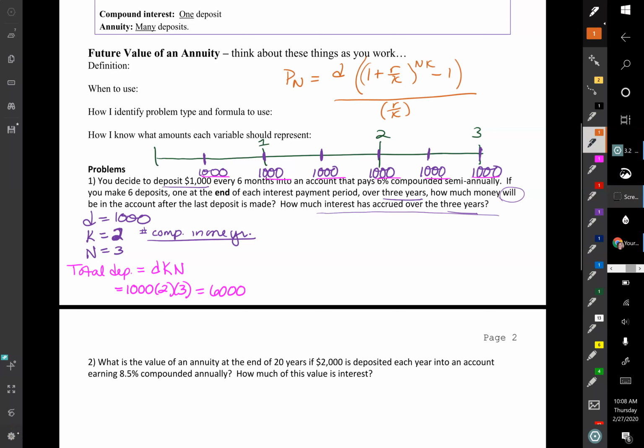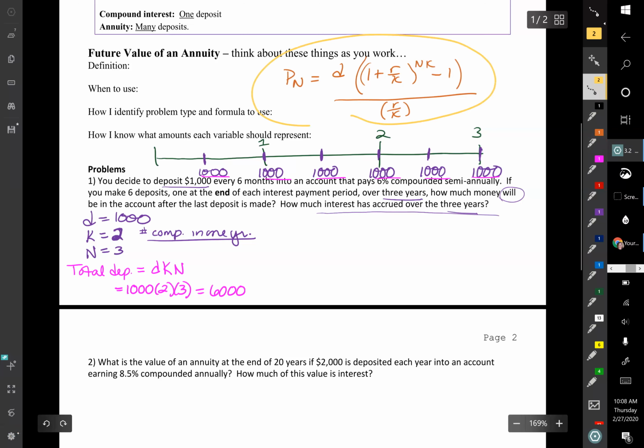Okay, so I have P sub N right up here. Formula for that equals D times 1 plus R over K to the NK minus 1. Make sure that's not part of the exponent. I'll write that a little lower. Minus 1. And then we have all divided by R over K.